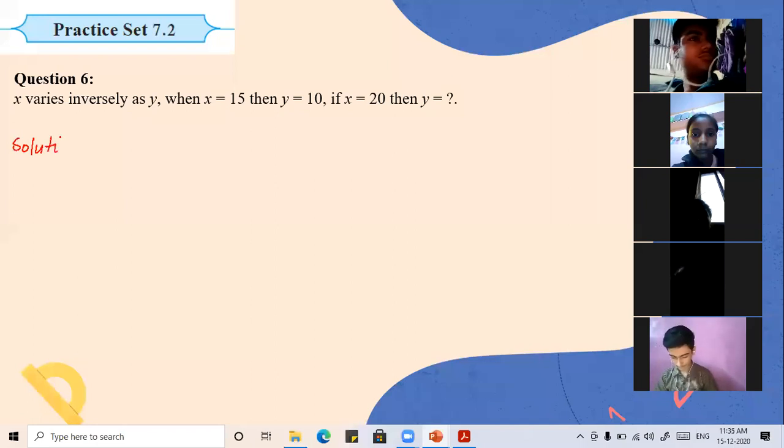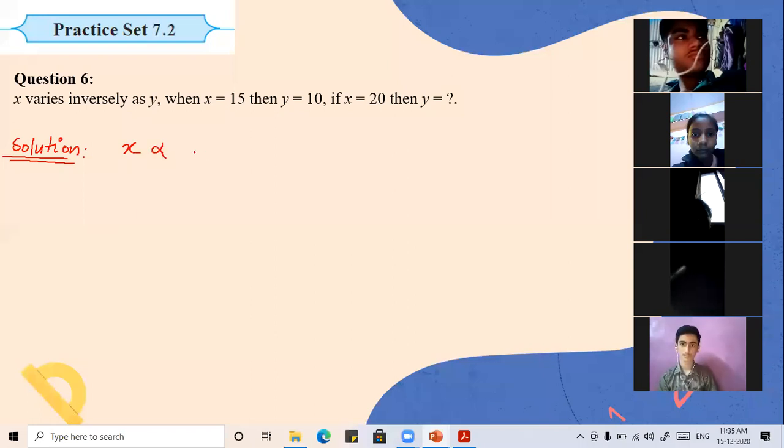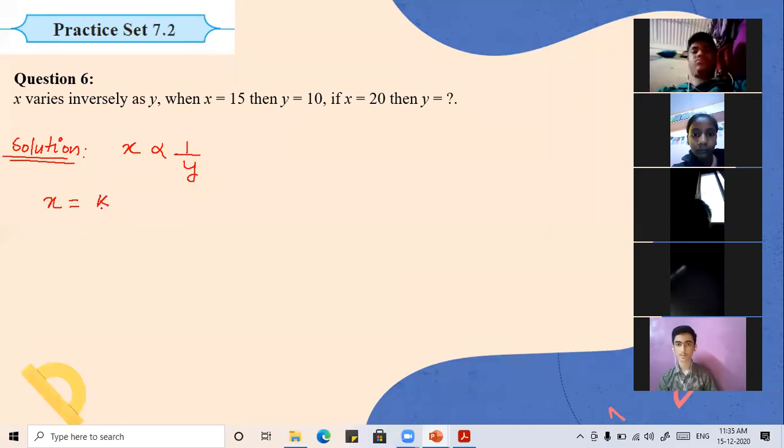Sir, this is the same way, but we don't have to remove the square. Yeah, you don't have to take the square, correct. Same way, but you don't have to take square. So let's write what all is given. It said x is inversely proportional to y, so x is proportional to 1 upon y. First thing is, write this in the equation form. So this becomes x is equal to k upon y.